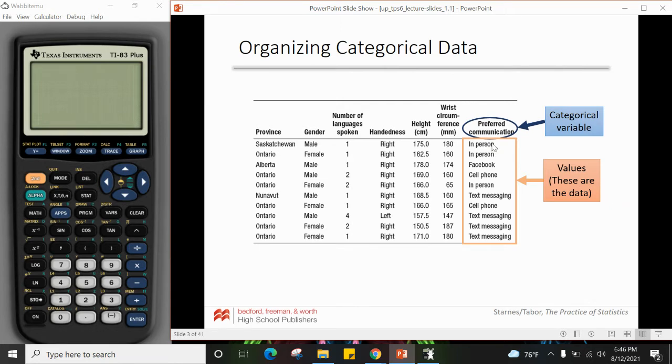And the values that are here. Now, values not as numbers, but the possible responses or choices you have for the categorical variable are those values. And that's where the data comes in. It's either in person, Facebook, cell phone, or text messaging.